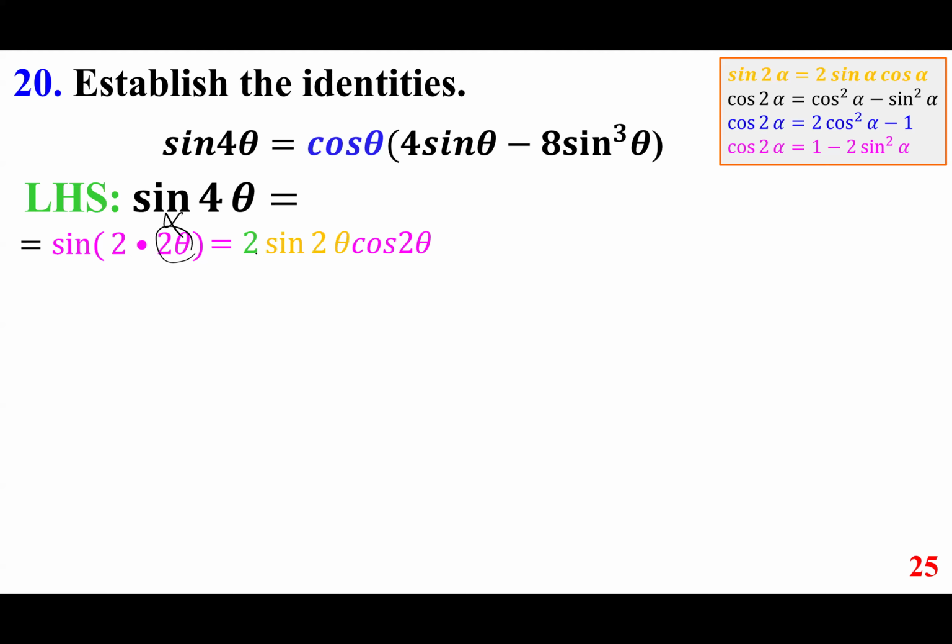So we have 2 sine 2 theta and then cosine 2 theta. Sine 2 theta is 2 sine theta cosine theta. That is obvious. But what is cosine 2 theta? There are 3 different ways. Cosine squared minus sine squared, 2 cosine squared minus 1, 1 minus 2 sine squared.